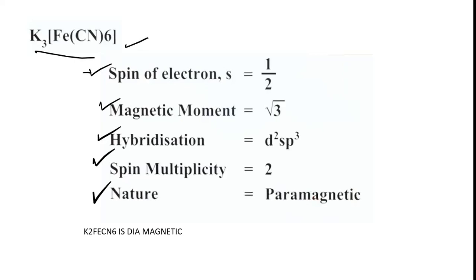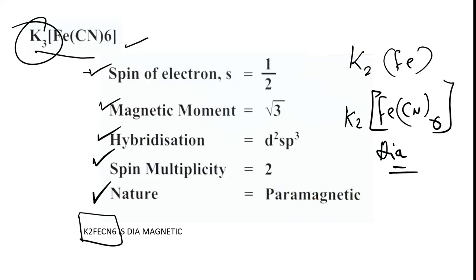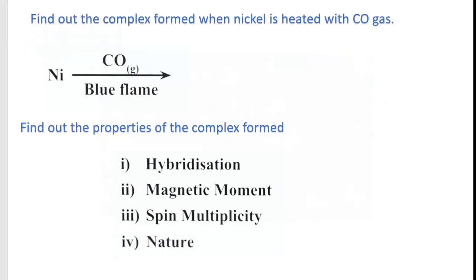Now you work it out for K4[Fe(CN)6]. This will be diamagnetic. So keep it in mind, K3 is paramagnetic and K4 is diamagnetic. Is it clear? Then let us work out some questions.